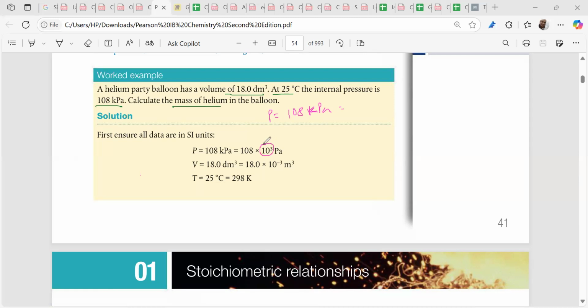We first write all the information we are given. Pressure is 100 kilopascal. Volume is 18 decimeter cube, to convert to meter cube, 10 to the power minus 3. Temperature must be in what? I told you, in Kelvin. In PV equal to nRT you are bound to follow the units.